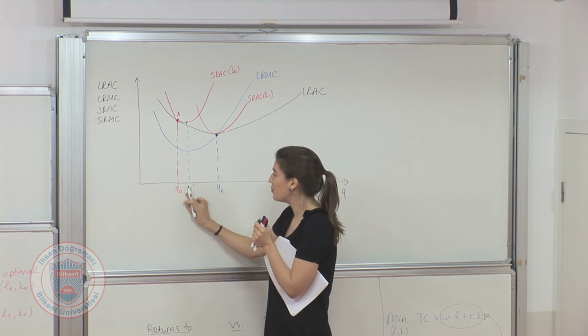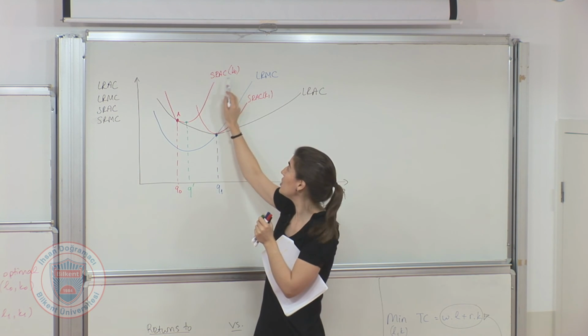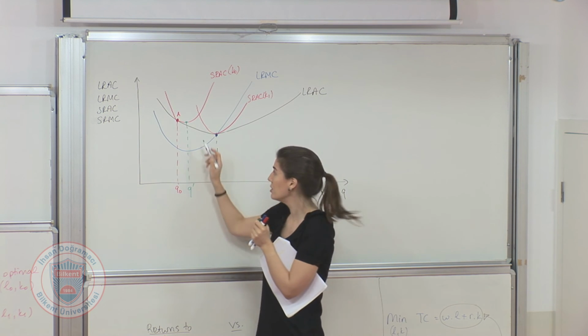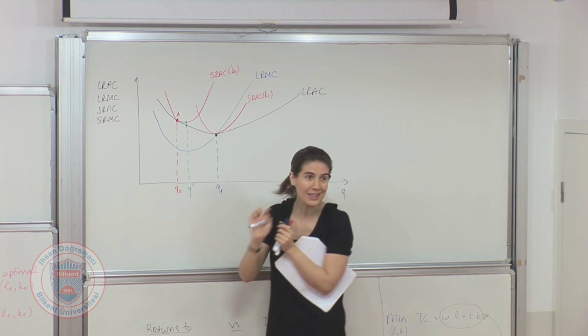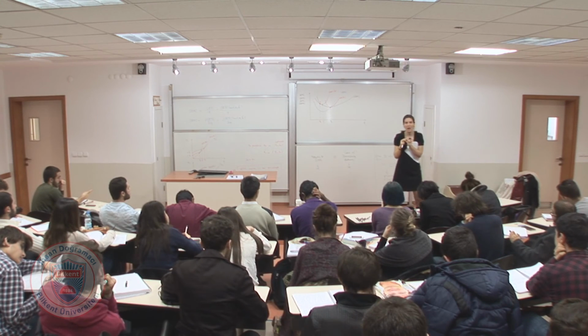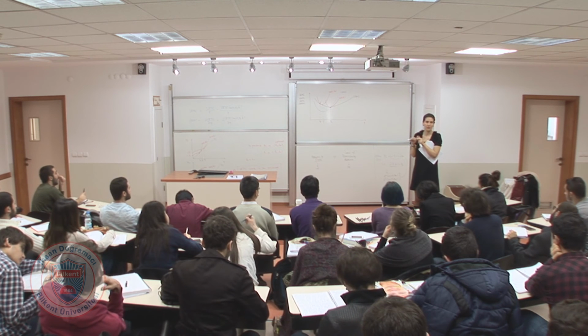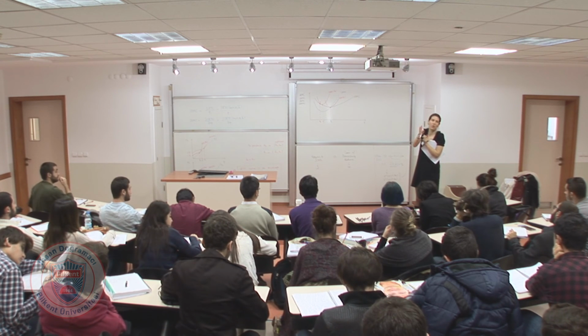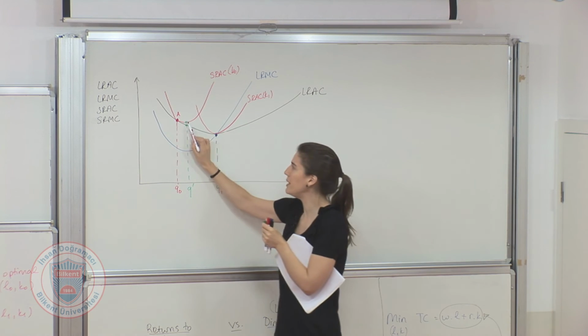But in order to produce Q bar, if they can change the capital amount and reach the lowest possible cost, they can do much better, right? They could have achieved a much lower cost with a new amount of capital, of course. But if they insist on, oh no, we have this fixed amount of K0, then they can be here, okay?